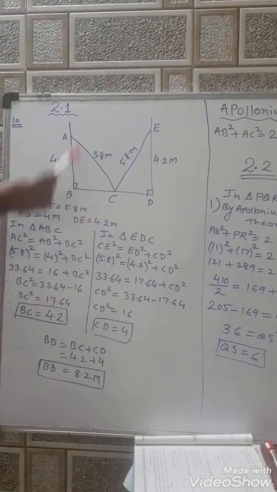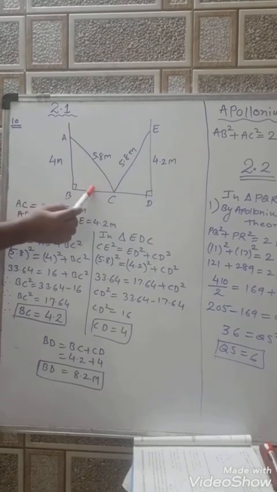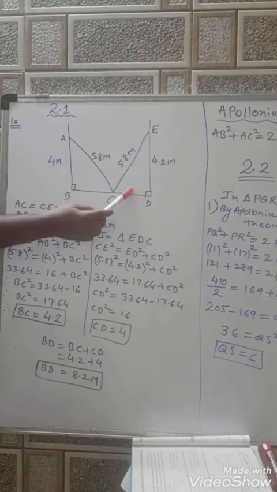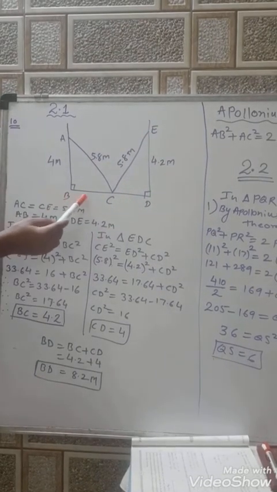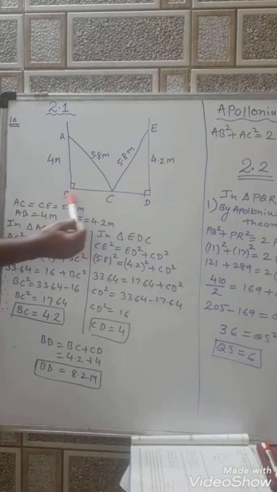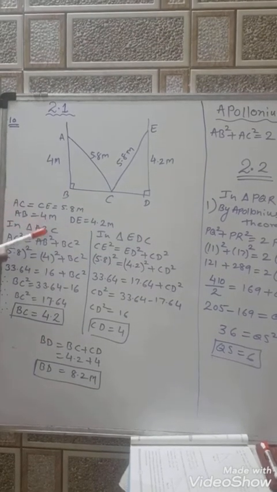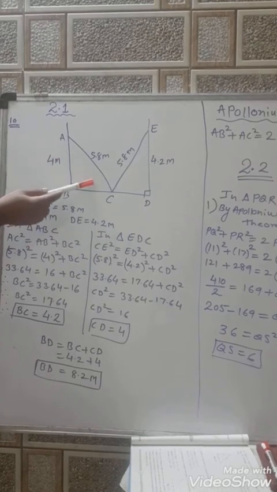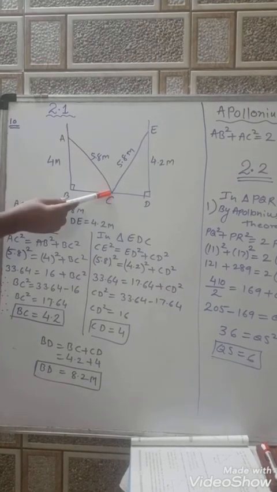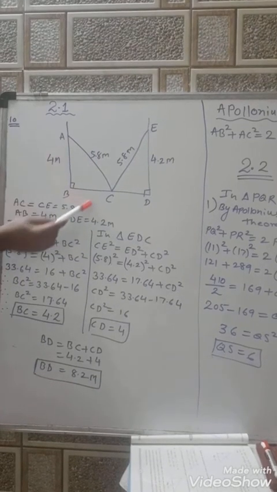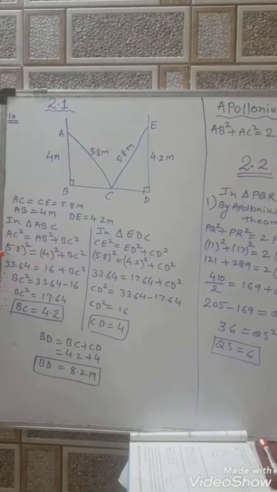So for that, first we use triangle ABC to find out BC. Then we use triangle EDC to find out CD. Then after getting BC and CD, we add them, we get BD. So in triangle ABC, use the Pythagoras theorem. So AC square equals AB square plus BC square.